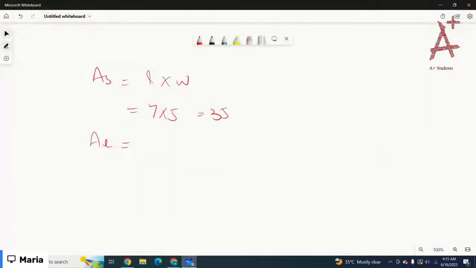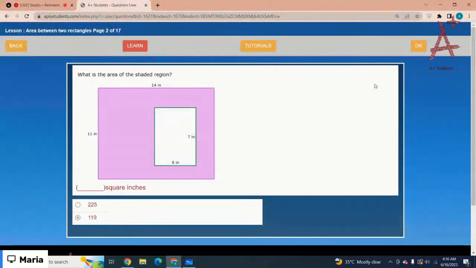The area of the larger rectangle would be 14 times 11, that is length times width. The length is 14, width is 11. So 14 times 11 is 154. Now you have to calculate the area of the shaded region. You have to subtract 154 minus 35, so it would be 119. The correct option is the second one, that is 119.